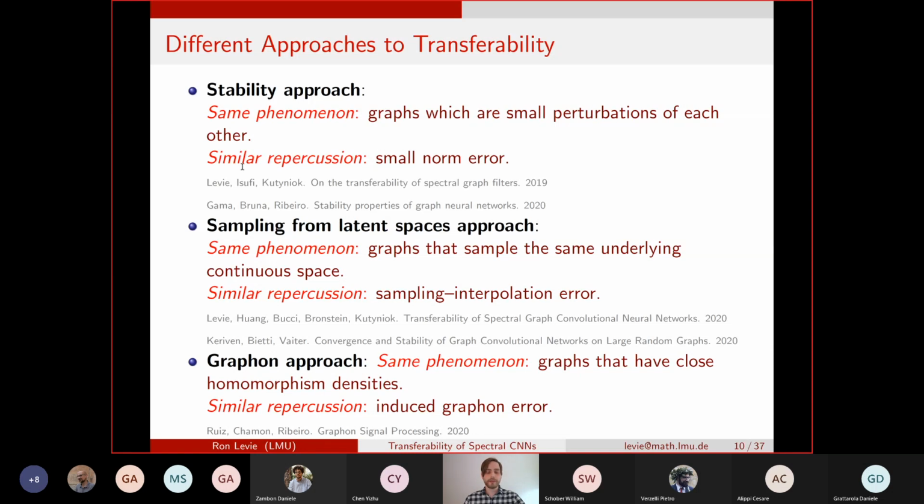And a network or a filter has similar repercussion on both graphs. This is easy to define because we have the same number of nodes. We can simply compute the norm error between the outputs of the filters. So now I want to focus on the second approach for defining transferability, the sampling approach. And then later I'm going to discuss shortly the Graphon approach to transferability.